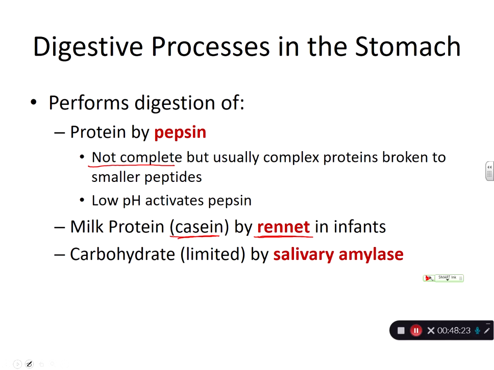You also have that salivary amylase being released in the mouth. It's still working when it gets down into the stomach, so it's still helping with the breakdown of carbohydrates. It's just pretty limited.